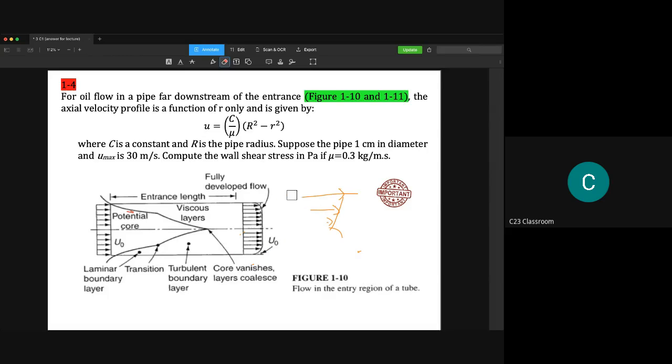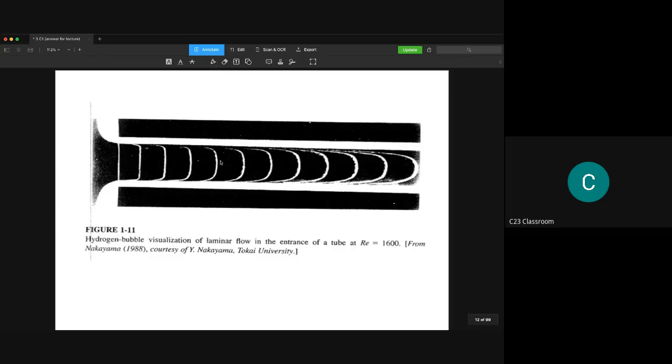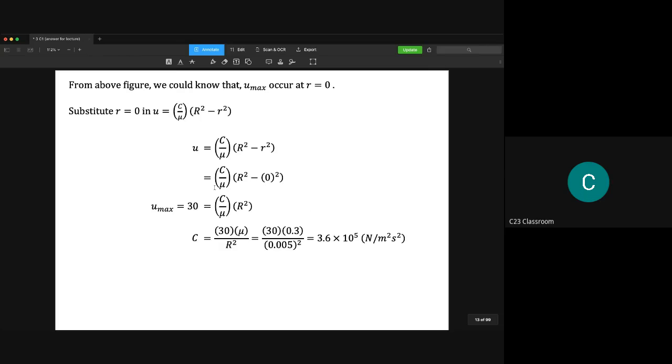Okay, I hope you can understand this one. So this is the experiment about the velocity distribution inside the pipe. From this question, what you need to know is, I hope you could derive an equation from that situation, and then you could feed in the equation.